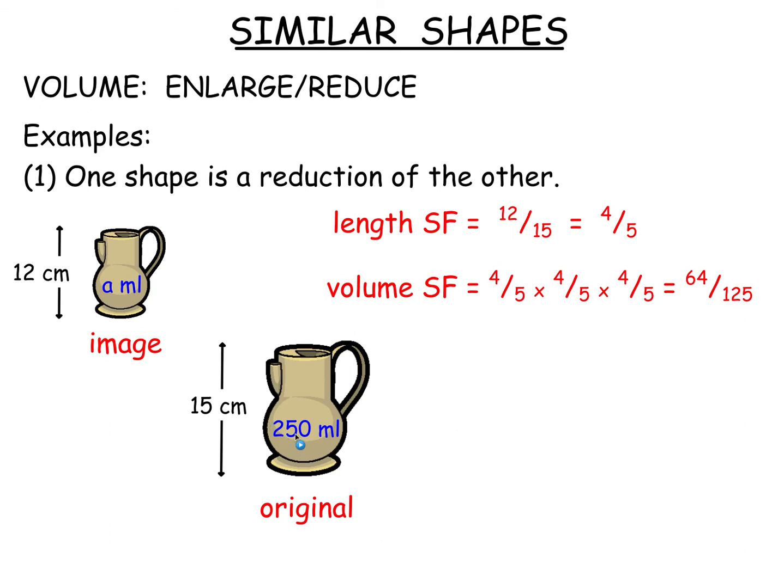Now scale the volume, 250. Multiply by the scale factor for volume and you'll get A. 250 gets divided by 125 and multiplied by 64. 250 divided by 125 is 2 times 64 is 128. That's 128 ml. So that's the volume scale factor. Get the length scale factor, cube it, and then apply the volume scale factor.